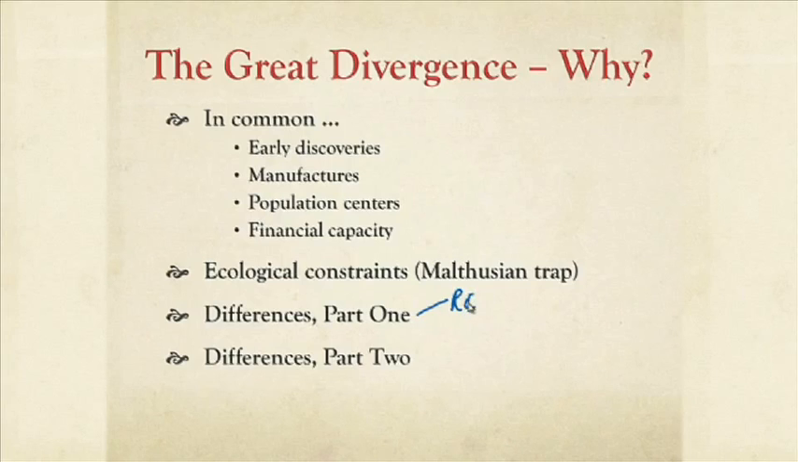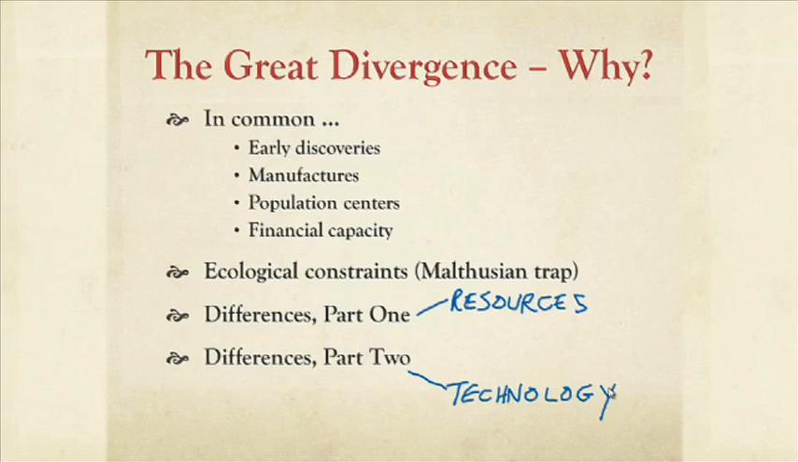Here, though, is where we get into the differences. Let me split these differences into two parts. Why is the West able to bust the ecological constraints? They have access to two kinds of things that allow them to break the ceiling. They have access to extra resources, and they use technology to break the historic barriers.